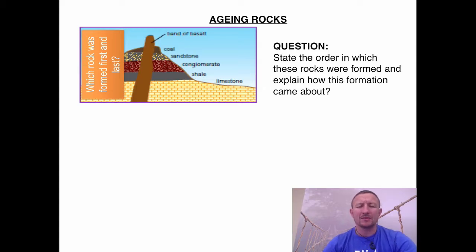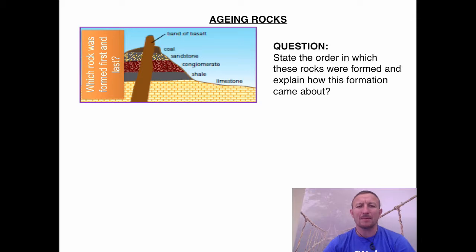Now the key to it is basically understanding that the lower down you go with your rocks, the older they're going to be. Because what you've got to think of is that other layers were then put on top of it as time progressed. Now in this situation we've got a lot of horizontal rocks that have formed, and then we've got a vertical rock that's actually split right through the middle of them. Now that vertical split basically would have happened once those layers had formed.